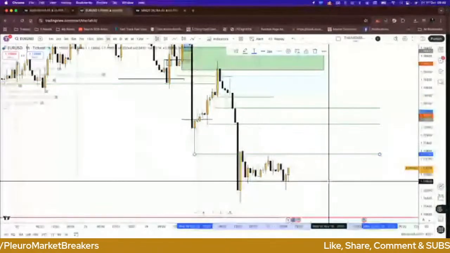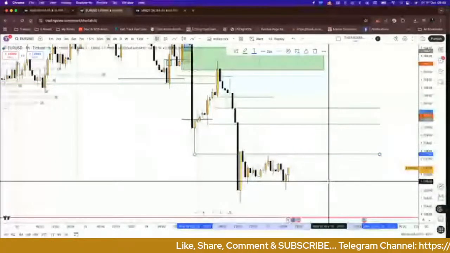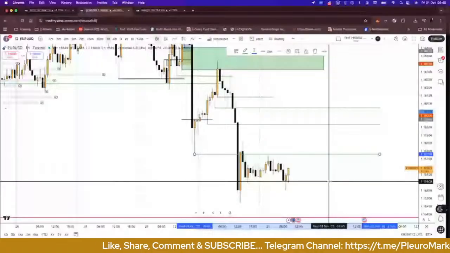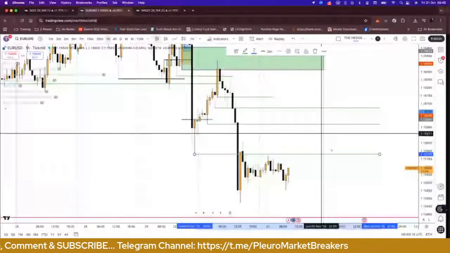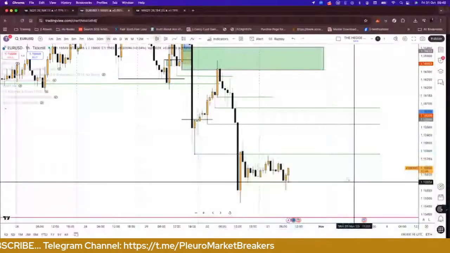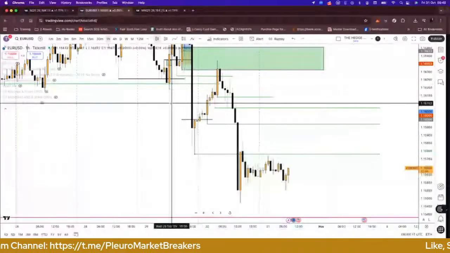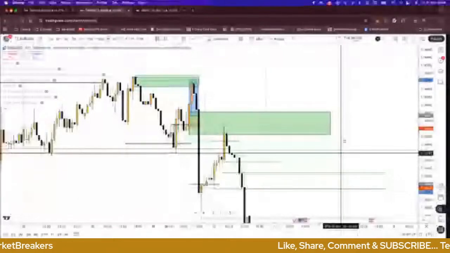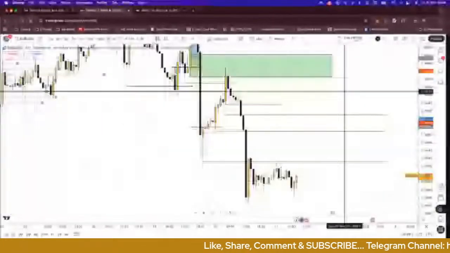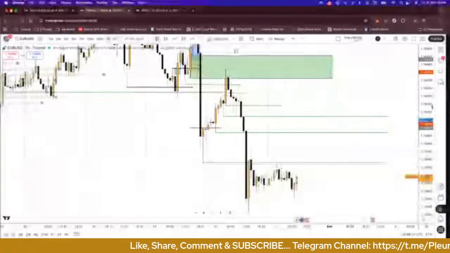So we know our bias in EU long term is bearish. Yesterday was a Fibonacci extension move, and I believe it has hit the 161. Let's just remind ourselves real quick.